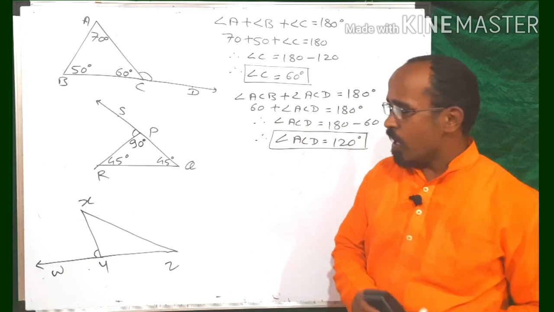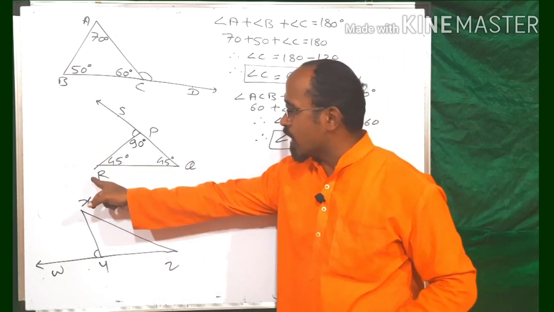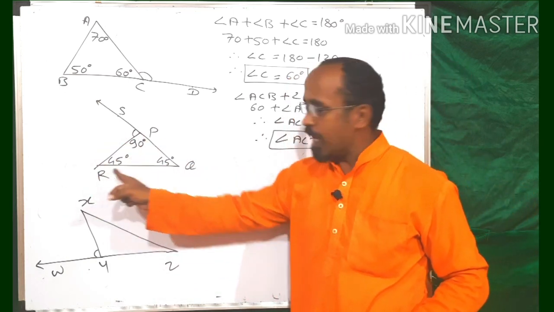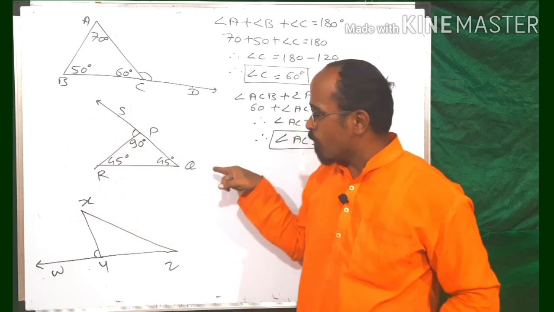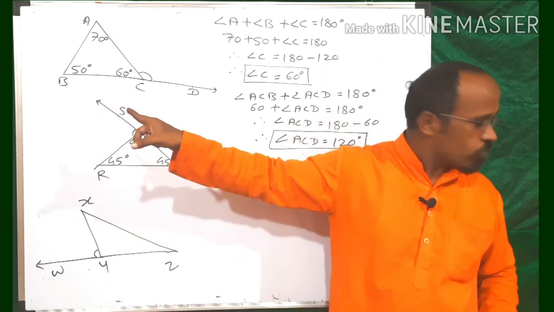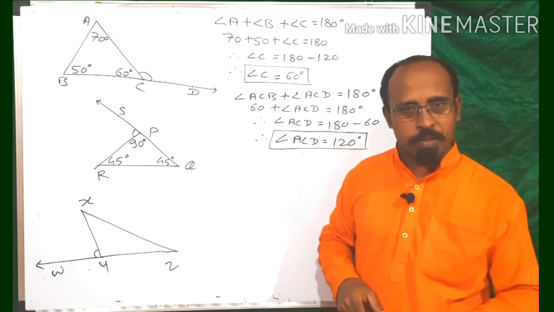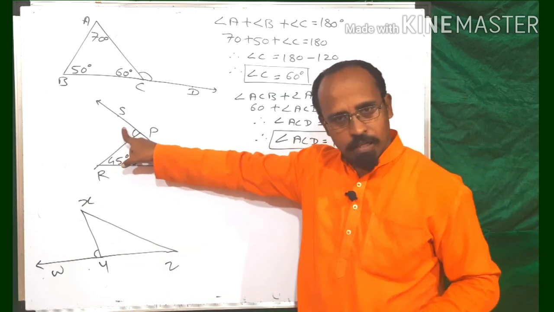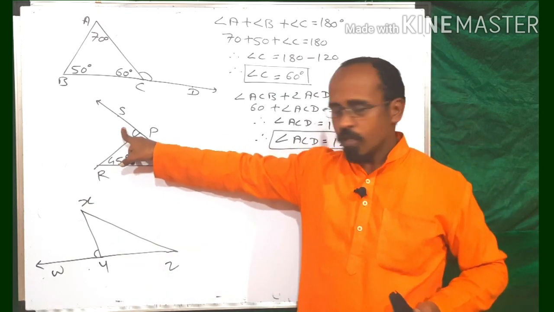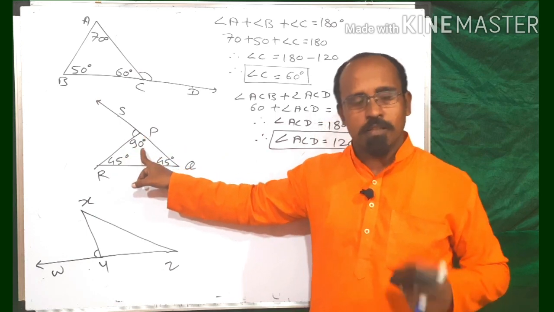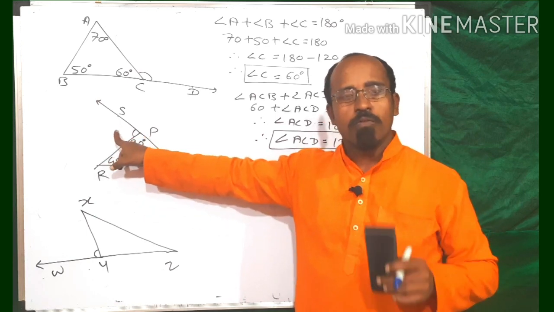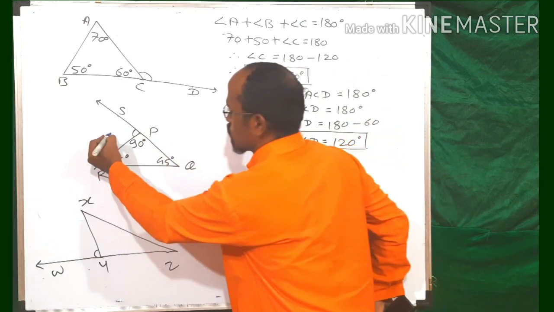Clear? Similarly, these two angles, angle RPQ and angle RPS, they are forming one straight line SQ. Hence they are supplementary, meaning addition of this angle and this angle is equal to 180 degrees. So if this angle is 90 degrees, this angle will be 180 minus 90, which is equal to 90 degrees.